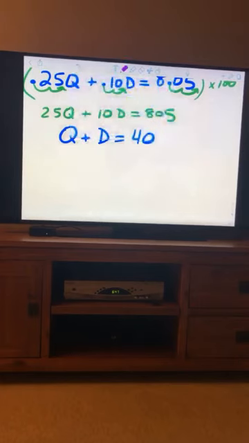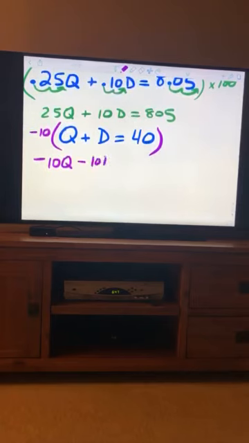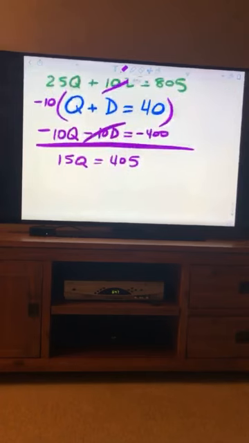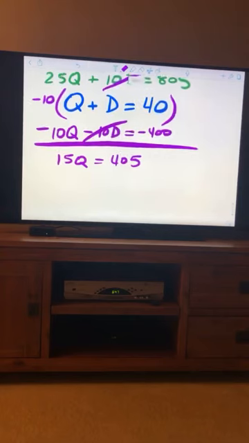And now, once again, we could do substitution or elimination. I'll do elimination once again. I'm going to eliminate D, so I'm going to multiply by -10. Notice how I have a +10D up top. That's why I'm choosing -10 on the bottom. That's going to be -400. If we add these together, we'll get 15Q. Our dimes cancel out. We get 405. You might want to write this separately. I'm being lazy and creating a triple here.